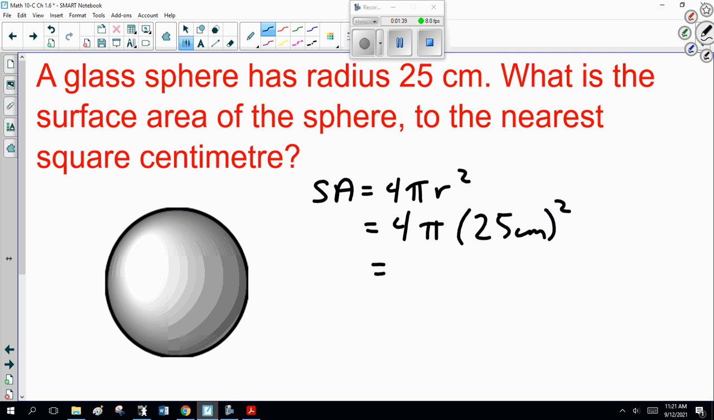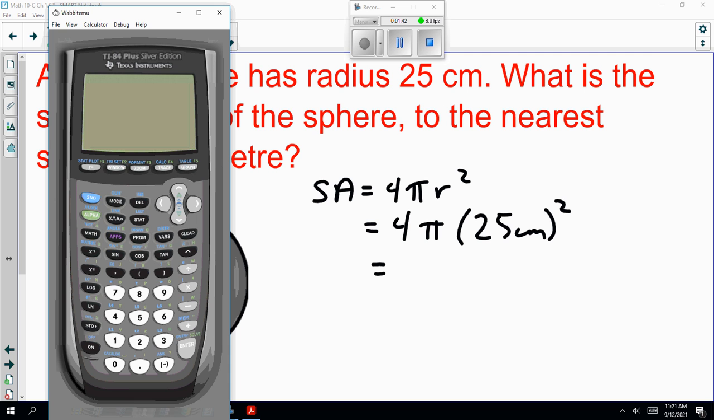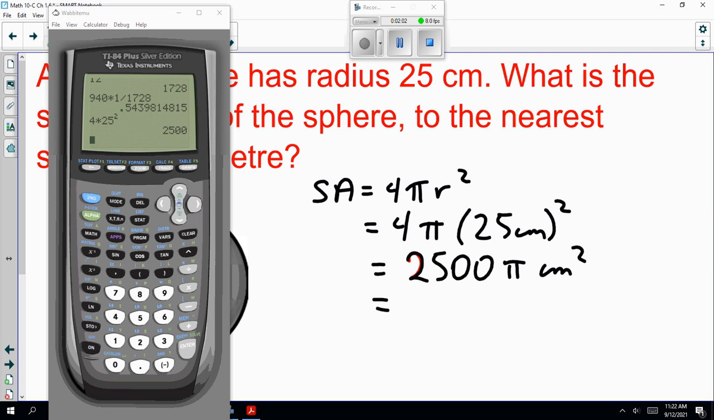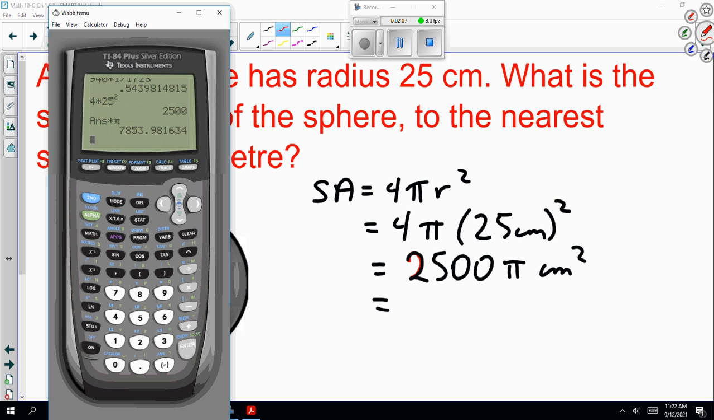Okay, I can't do that in my head, so I have to grab Mr. Calculator. Come on, you can do it. 4 times 25 squared is 2,500π centimeters squared. And remember, that's the old way to write it. I want you to multiply that by pi to get a total of 7854.0 centimeters squared.